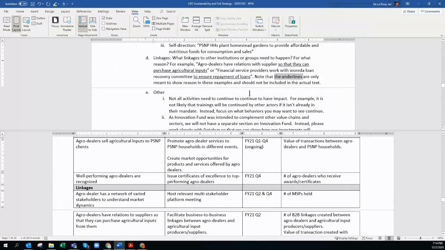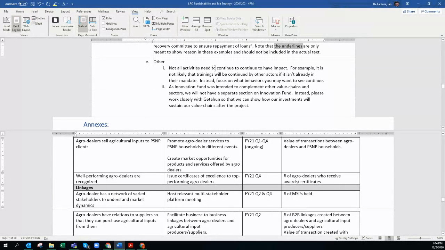Then lastly, one thing to note is that we don't need to put a sustainability plan for everything. There are some where it's not very likely that actors are going to continue using our curriculum to provide trainers. That's very resource intense, and it requires probably an unreasonable expectation of commitment from another party. However, what we can do is really understand that we want those behaviors to continue.